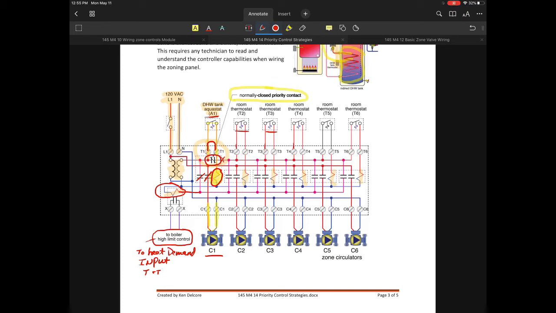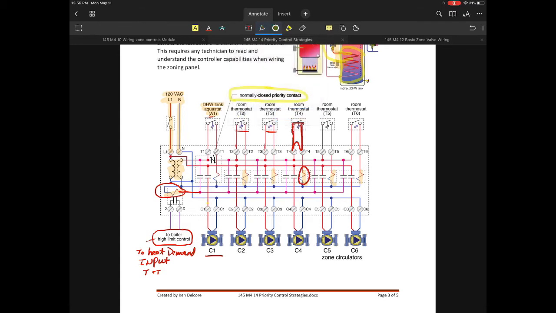Now, provided that any one of these zone thermostats has a demand, it will wait until the timeout feature, or until the Aquastat says, oh, by the way, we're satisfied, which would normally happen in a relatively short period of time, maybe 15 to 30 minutes. Once that happens, we remove the demand from the domestic water circuit, and that means we take away power from there.